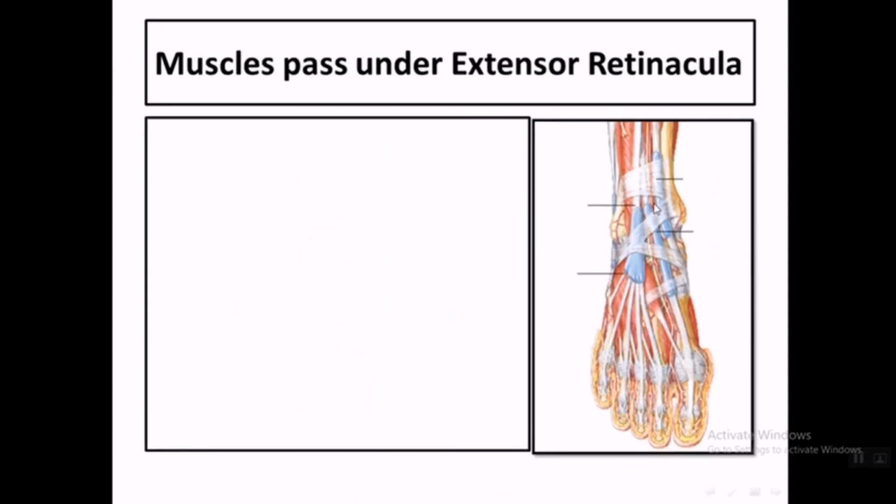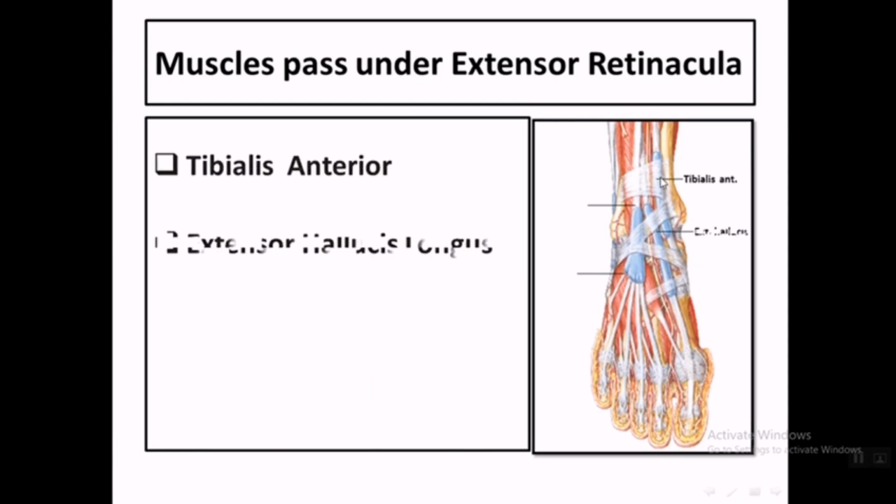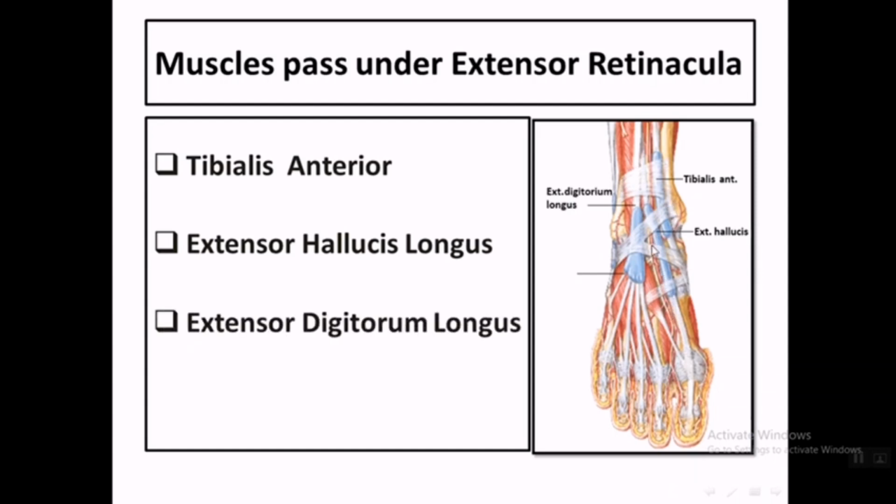Here, the extensor muscles pass under the extensor retinacula, and we can see that the first muscle from medial to lateral is the tibialis anterior. Next we have the extensor hallucis longus. Next we have the extensor digitorum, and as a part of the extensor digitorum is the Peroneus tertius. Peroneus tertius is a small muscle that extends to the base of the fifth metatarsal bone. All these muscles pass under the extensor retinaculum, superior and inferior extensor retinaculum.